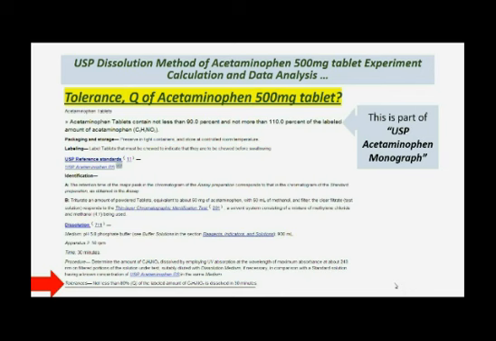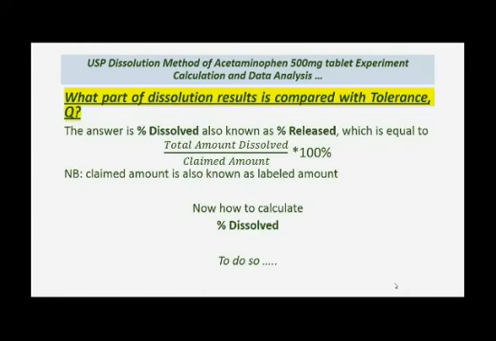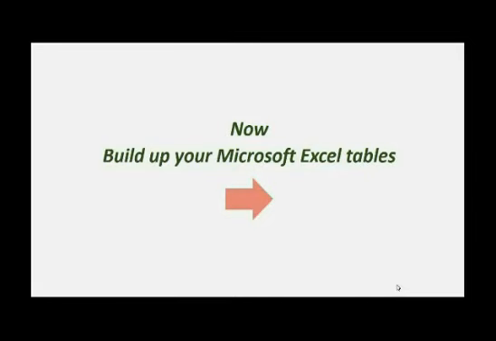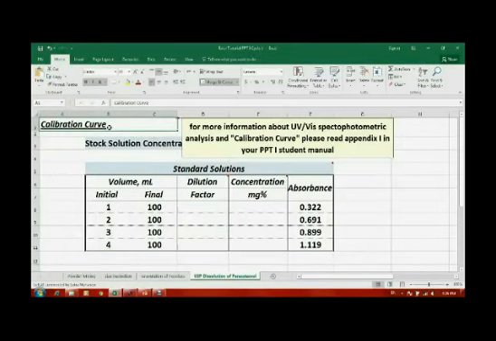Now, the question is, what part of dissolution results is compared with tolerance Q? The answer is percentage dissolved, also known as percentage released, which is equal to total amount dissolved divided by the claimed amount or labeled amount times 100%. It's important to know that the claimed amount is also known as labeled amount, and in our case, it is 500 milligrams, the amount stated on the tablet or the brand name.